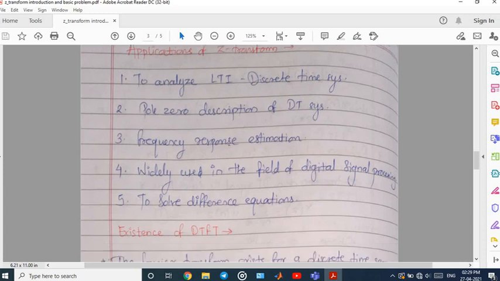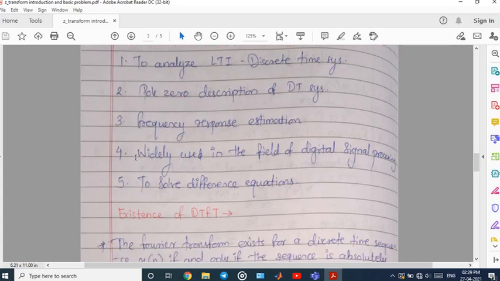Okay, the frequency response estimation. We can estimate the frequency response of x of n by using the Z transform. It is widely used in the field of digital signal processing. Maybe in the next semester or in the last year, you are going to learn digital signal processing, or image processing, these kinds of subjects. Z transform is very essential in filter design and to solve the difference equations.